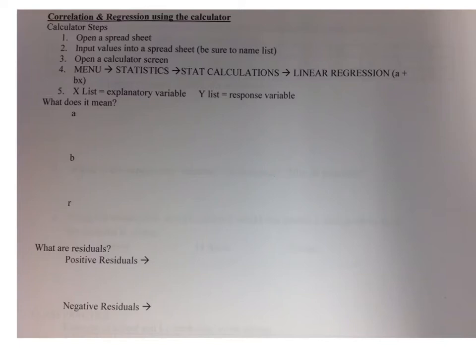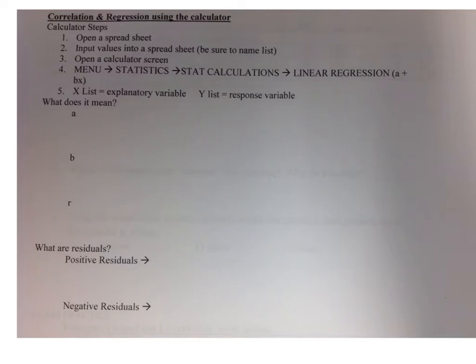It's just a lot easier to do it from the calculator screen. It's easier to read sometimes. And then hit the menu button, statistics, stat calculation, and then linear regression. But notice there's two of them. You want the A plus BX. That's the form we use in statistics.